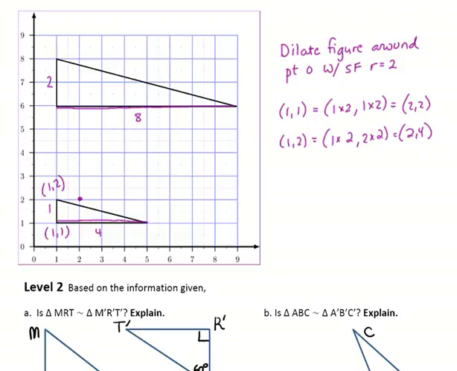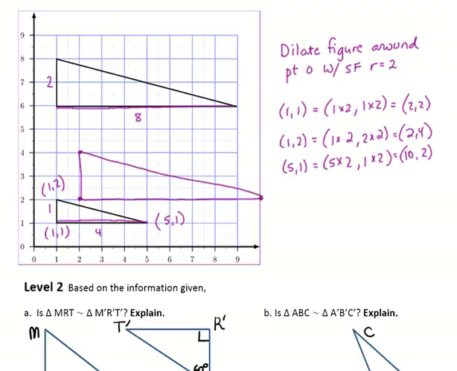Over 2, up 4. Then my third coordinate is (5, 1). Then I'm going to take each of those coordinates and double them. So my new coordinates are (10, 2). Over 10, up 2. And that is my dilated figure.